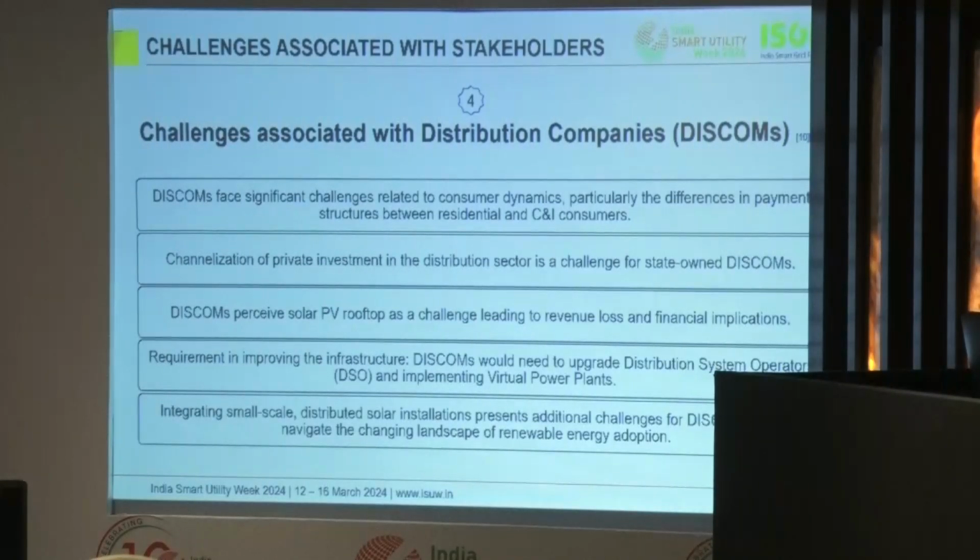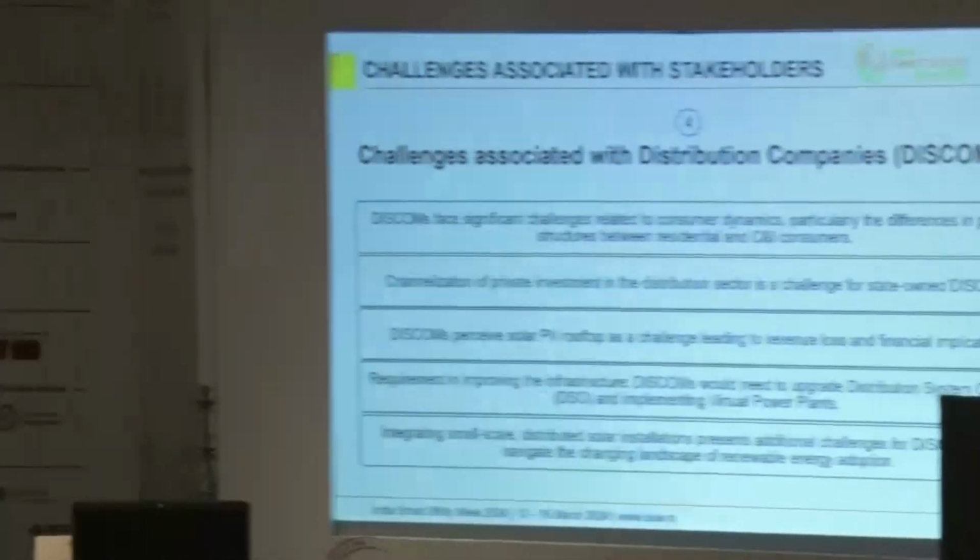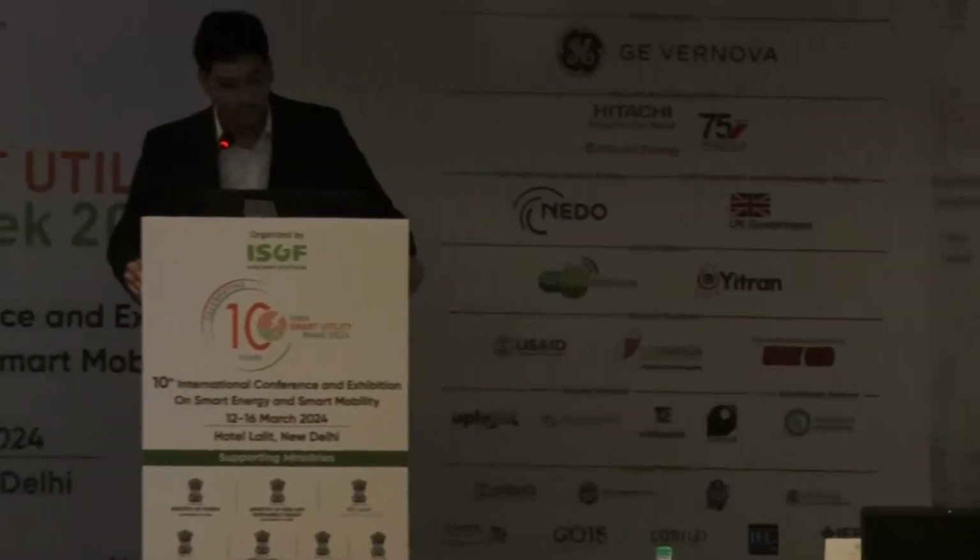Then the other one is channelization of private investment in the distribution sector for state-owned DISCOMs, which is a challenge. And as I said about the solar PV rooftop, DISCOMs perceive solar PV rooftop as a challenge leading to revenue loss and financial implications. For the implementation of solar PV systems in the grid or the rooftop, DISCOMs would need to upgrade DSOs, and implementation of virtual power plants will be necessary.